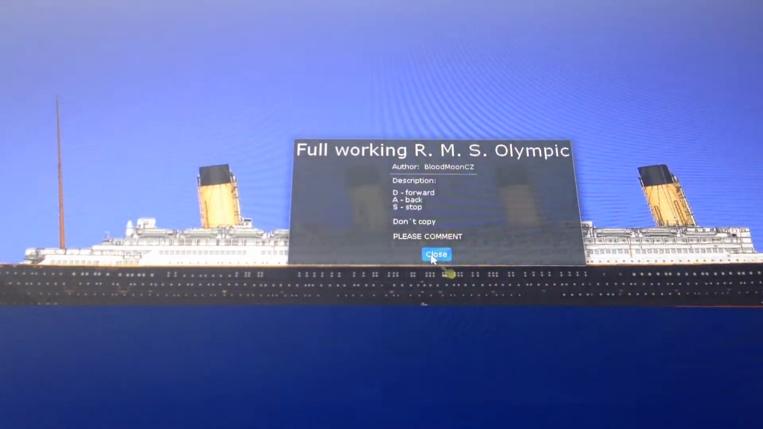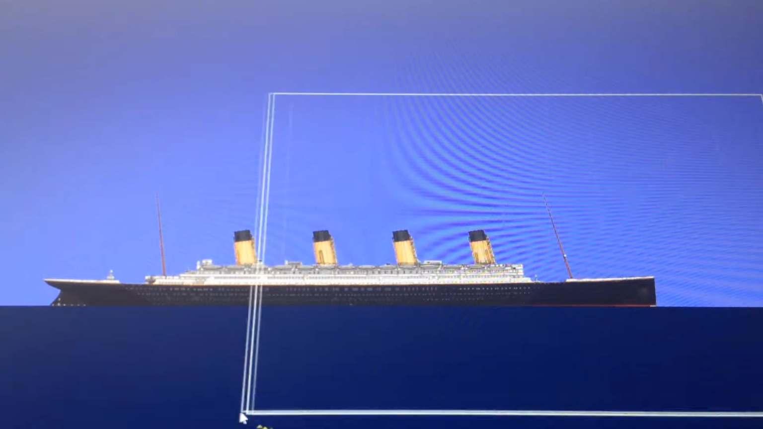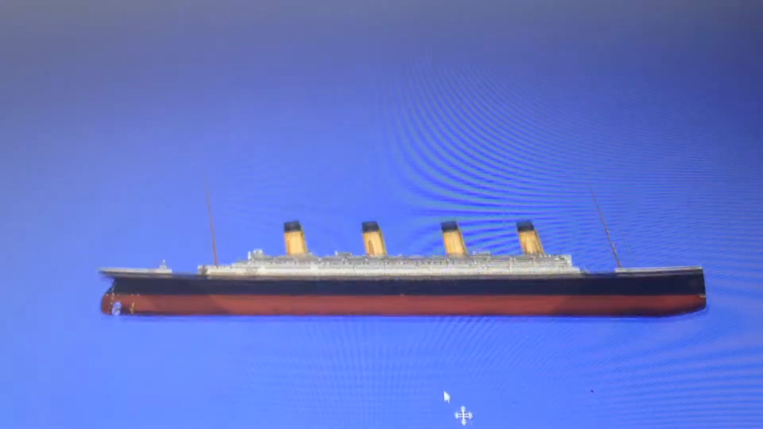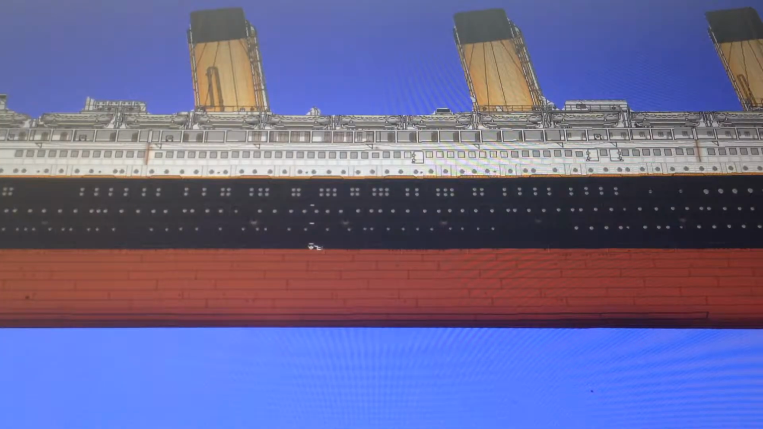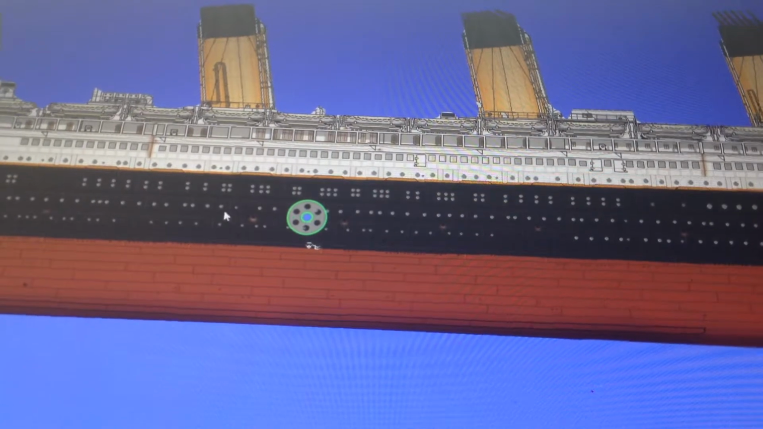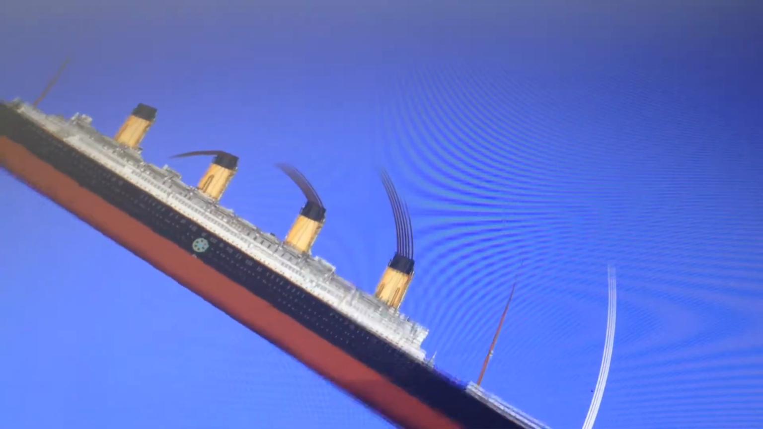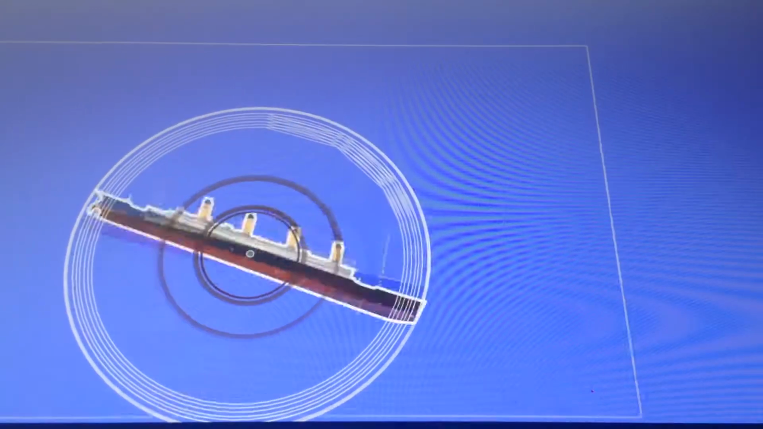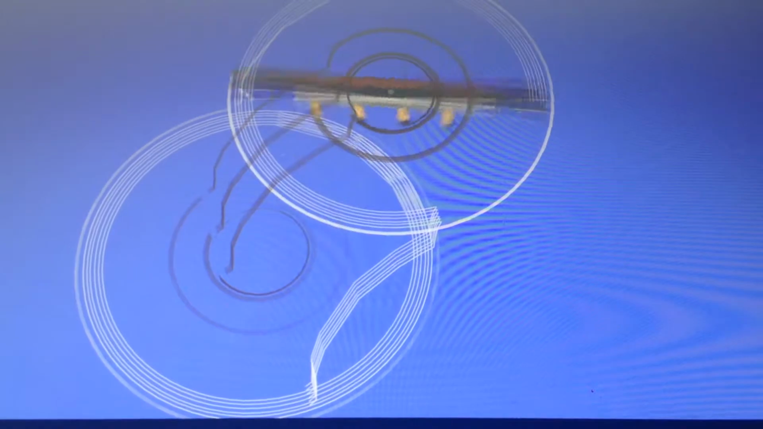Can we turn the RMS Olympic into a fidget spinner as well? And yep, it seems okay. Yep, it works just like the Titanic fidget spinner.